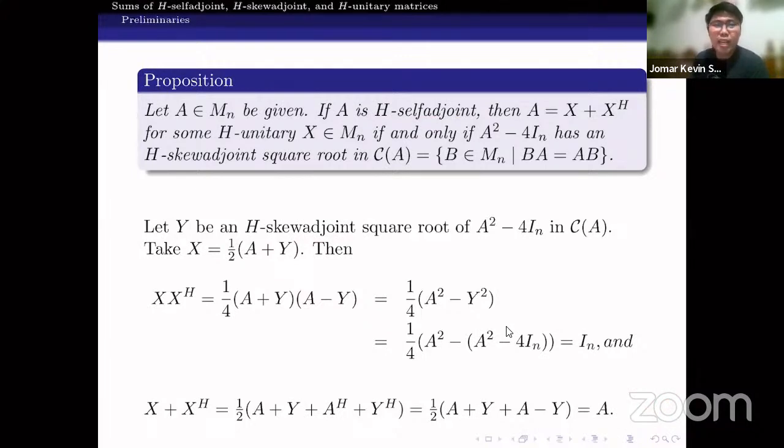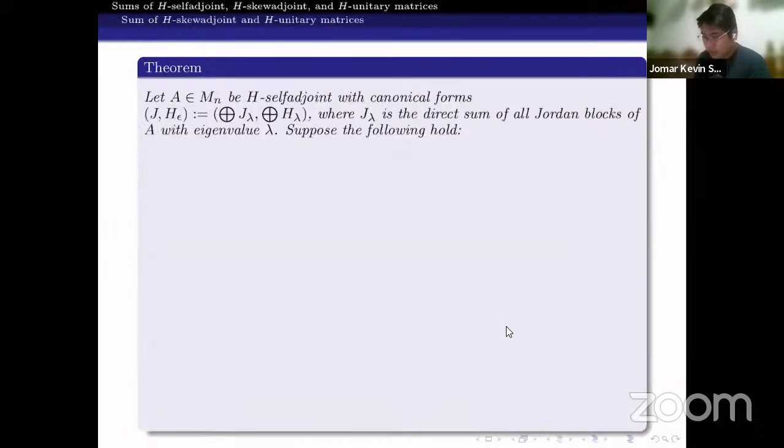Okay. So maganda sana tong proposition na to. Pero ang problema dito, it's not easy to check right away if the matrix A squared minus 4I has an H-skew-adjoint square root in the centralizer of A. So syempre gusto natin conditions na madali lang i-check. Kaya meron pa tayong susunod na theorem. This is actually the main theorem of the presentation.